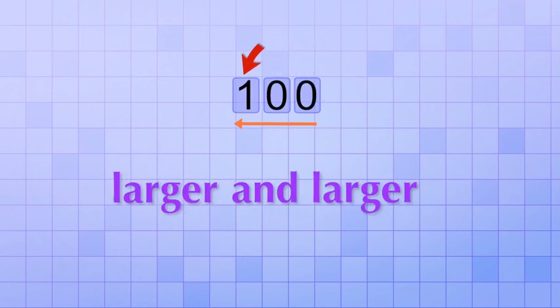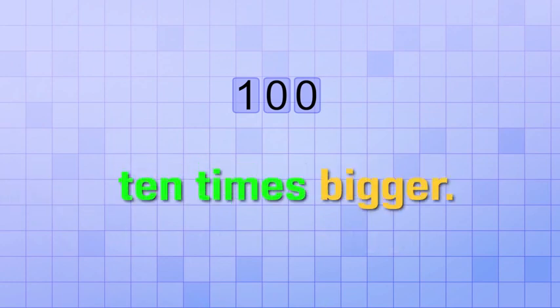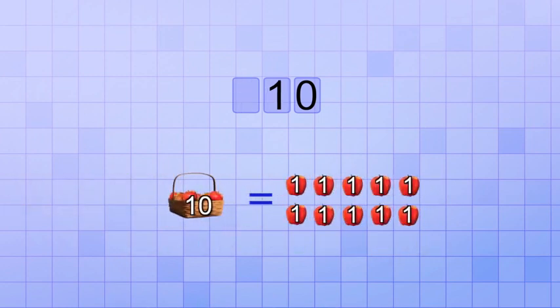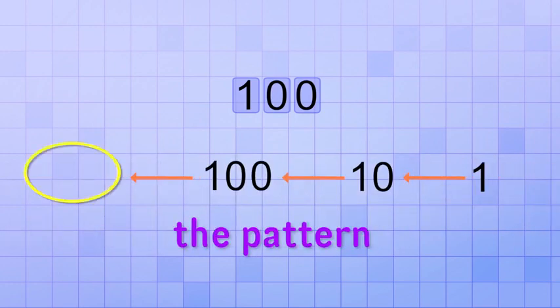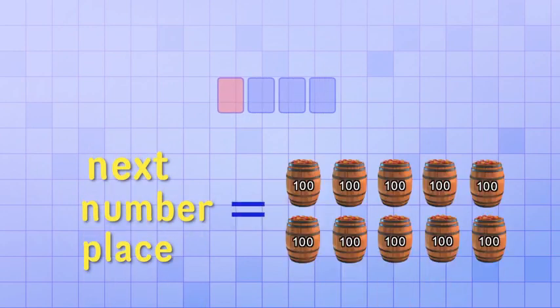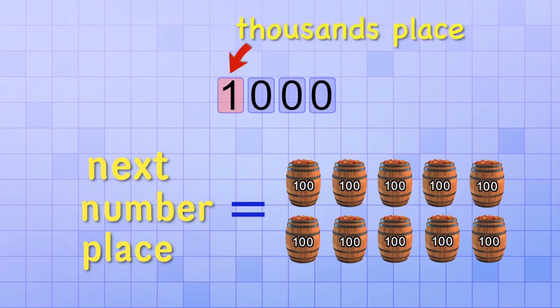And did you also notice that each new number place represents groups that are exactly 10 times bigger than the previous number place? 10 is 10 times bigger than 1, and 100 is 10 times bigger than 10. That's really important because it helps us see the pattern for even bigger number places. It helps us to see that the next number place will count groups of 10 times 100, which is 1,000. And that's why it's called the thousands place.